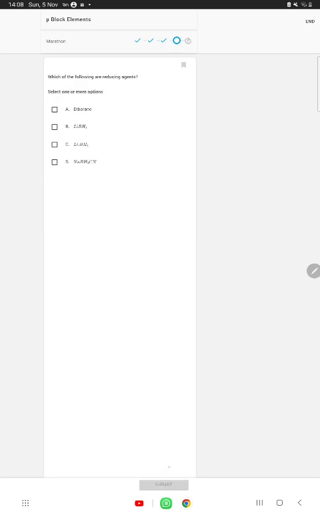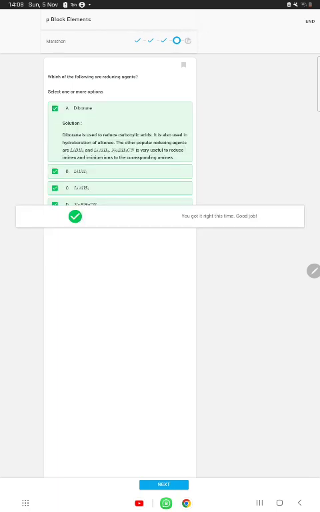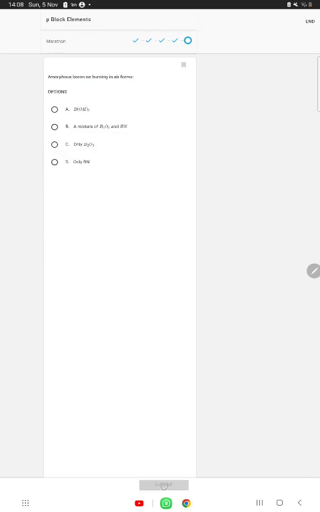Which of the following is a reducing agent? Select more options. So all of them are: diborane, lithium aluminum hydride, all are. Amorphous boron on burning in air forms a mixture of B2O3 and BN.